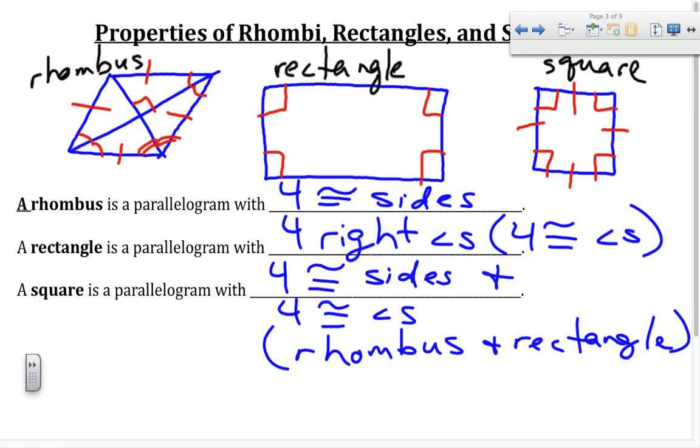So if you drew the diagrams at the beginning of our lesson, you might want to add in the additional markings that I've put here so that you know what else is true about a rhombus.